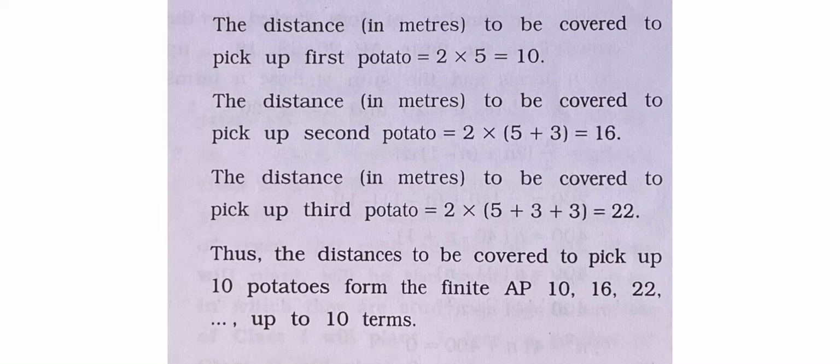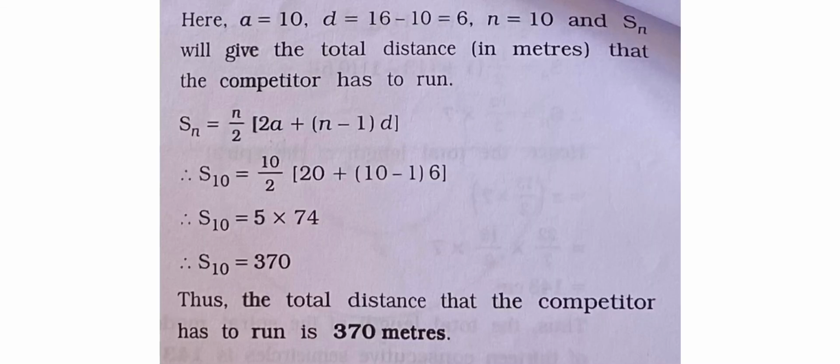So it forms an AP with 10, 16, 22 up to 10 terms, where a is equal to 10, d is equal to 16 minus 10, that is equal to 6, n is equal to 10, and Sn will give us the total distance covered in meter that the competitor has to run. So the formula for Sn is n by 2 into [2a plus (n minus 1)d]. So S10 is equal to 10 by 2 into [2 into 10 plus (10 minus 1) into 6]. Therefore S10 is equal to 370. So the total distance that the competitor has to run is 370 meter.